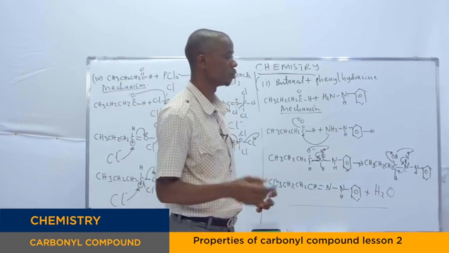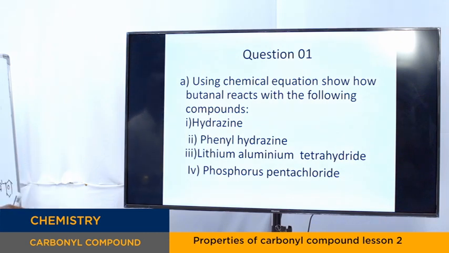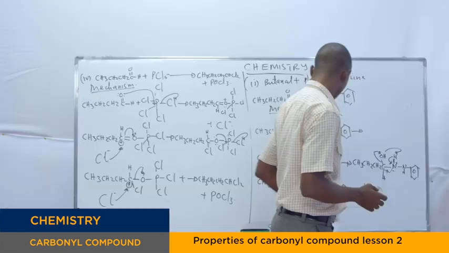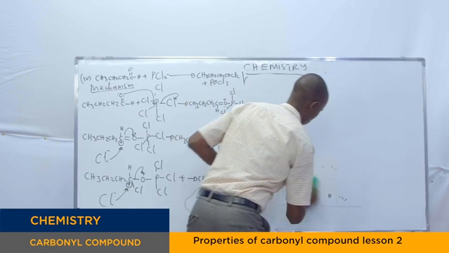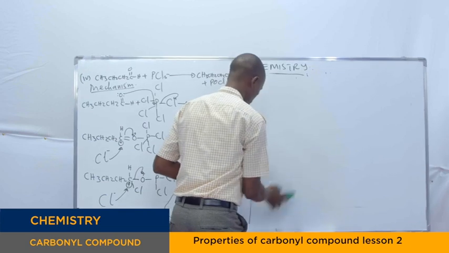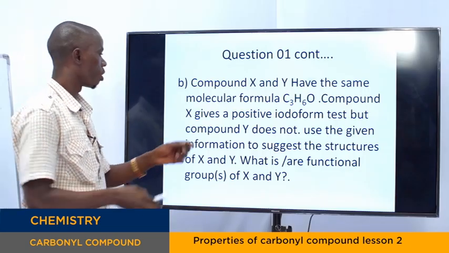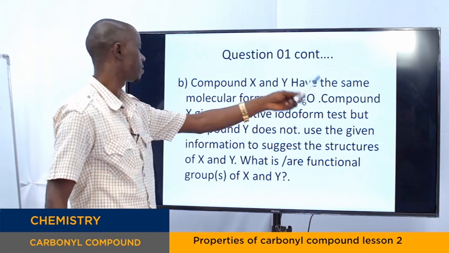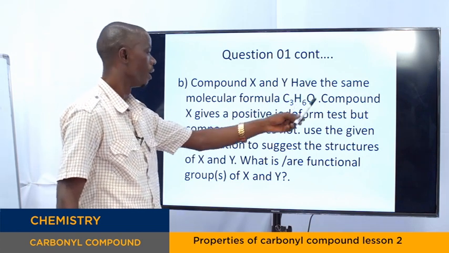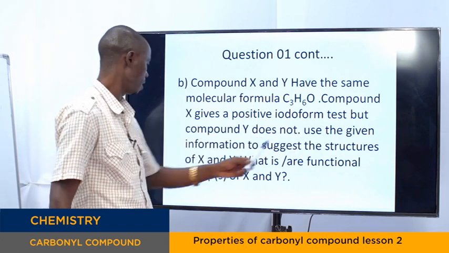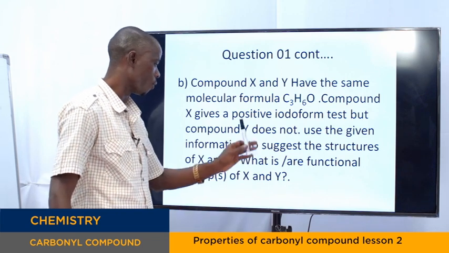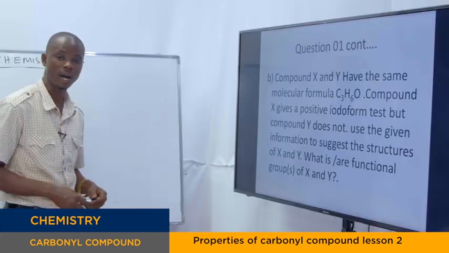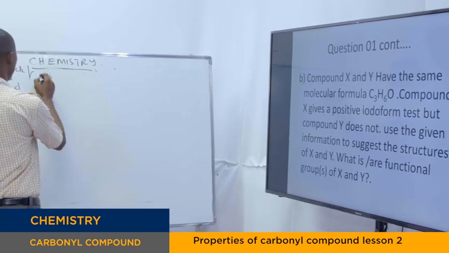Now from there, we can go to part B. For the case of part B, the question says compound X and Y have the same molecular formula, which is given here. Now, compound X gives a positive iodoform test, but compound Y does not. Use the given information to suggest the structures of X and Y. What are the functional groups of X and Y? That is another very simple question to do.